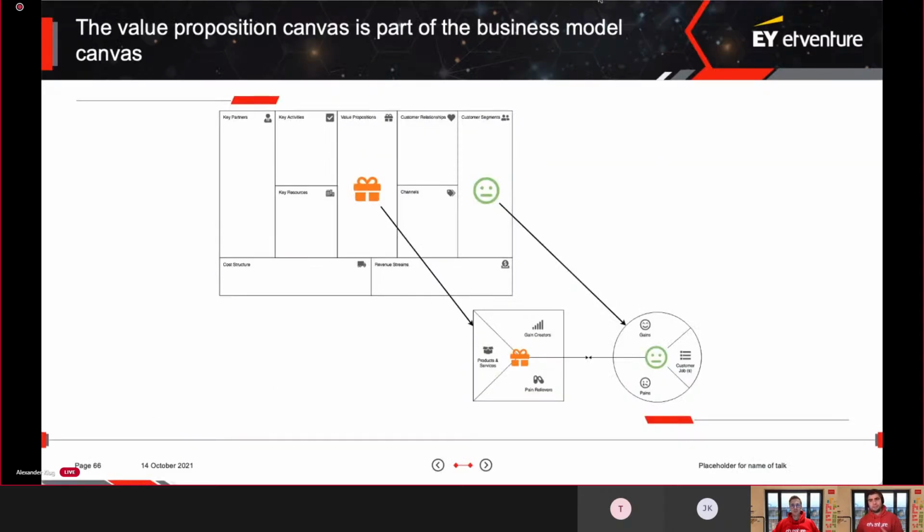And you have created the value proposition canvas before. So you have already done a part of it. The user segment is already filled out and the value proposition segment is filled out.